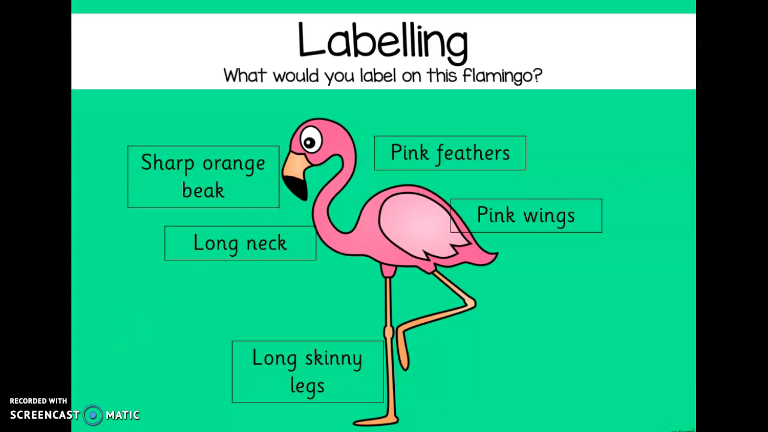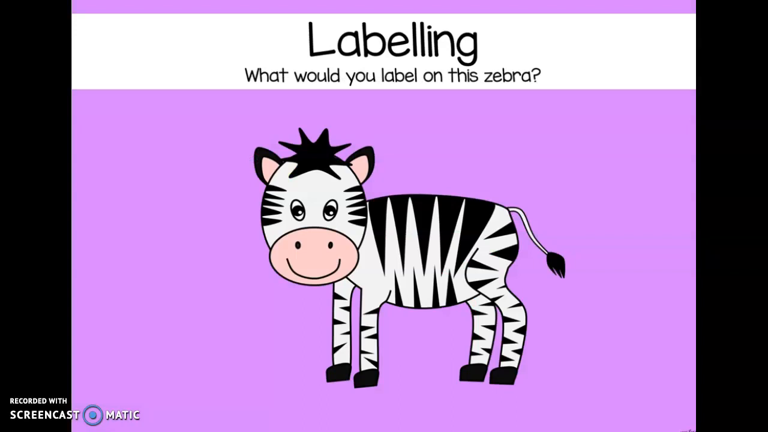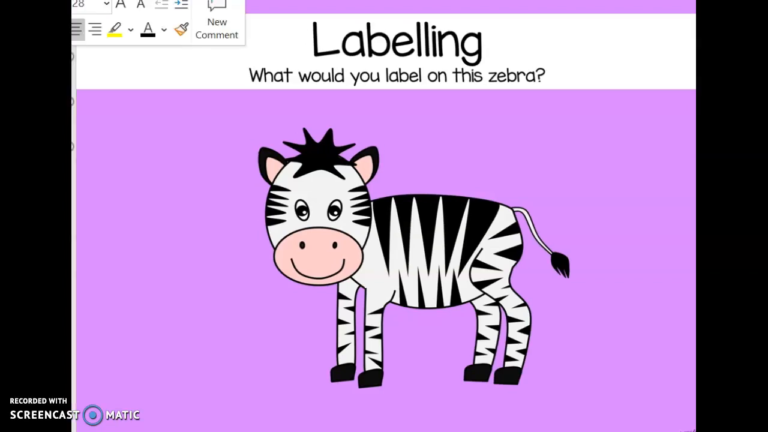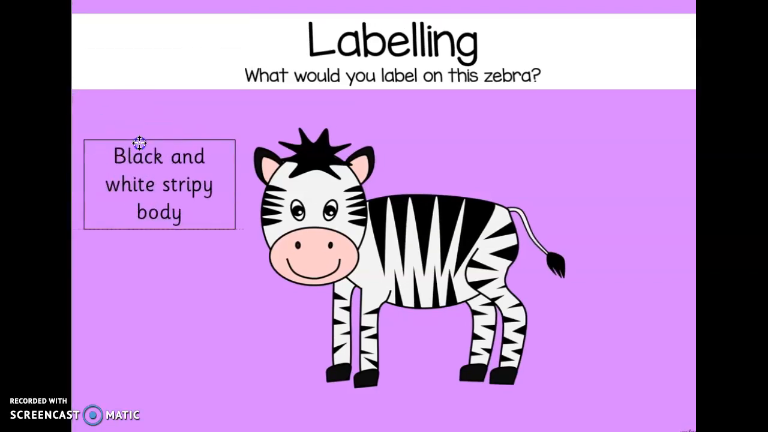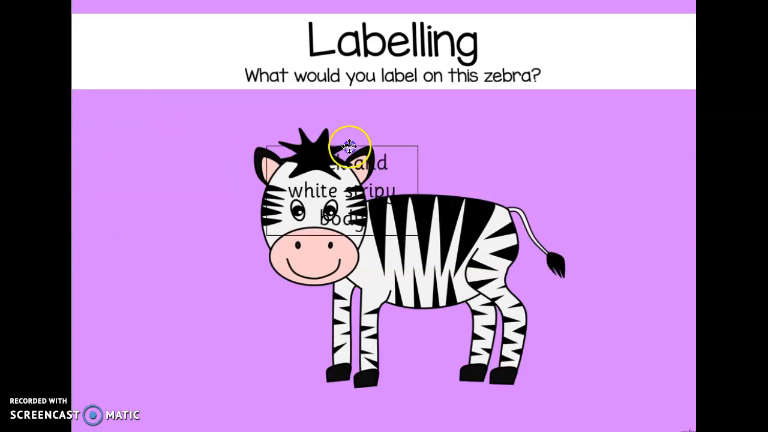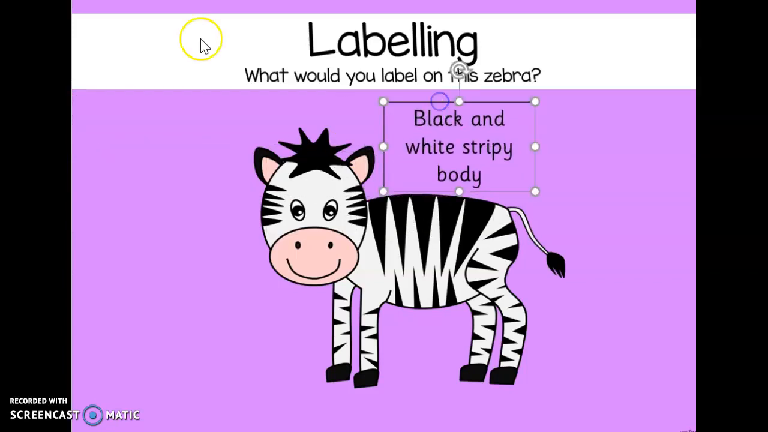I'm going to do one more together, and this is the picture of a zebra. So I want you to think first. Could you think of 1 or 2 labels you could put on this zebra straight away? I'm going to show you my ones. So, black and white stripy body. I'm going to put that up here because that describes its whole body. We've got the adjectives black, white, and stripy.